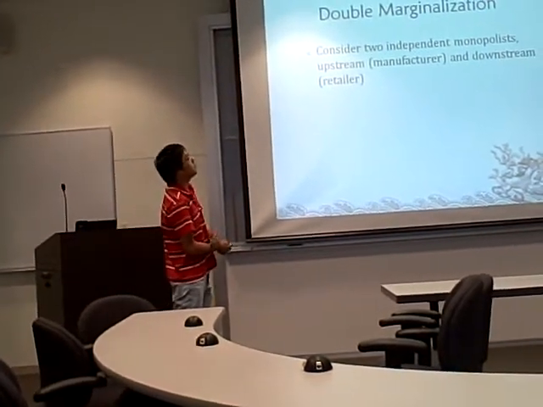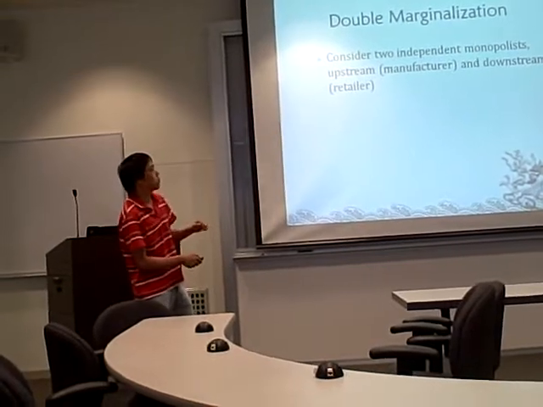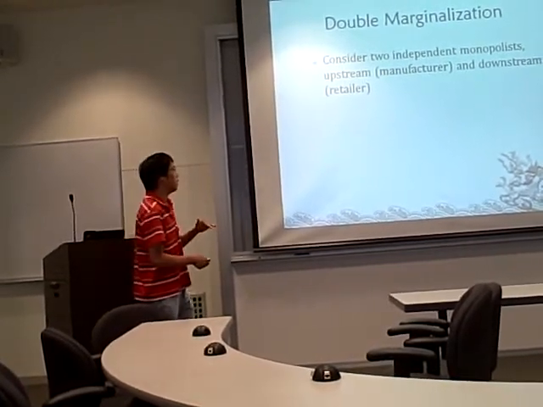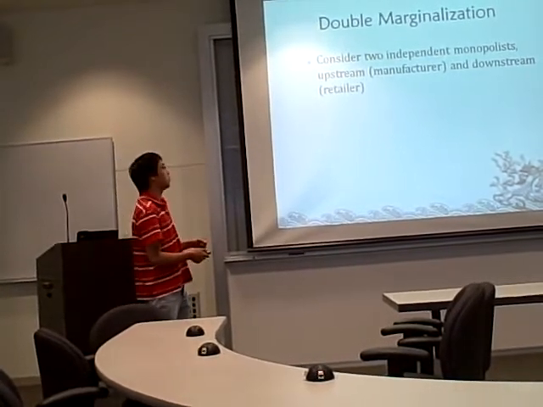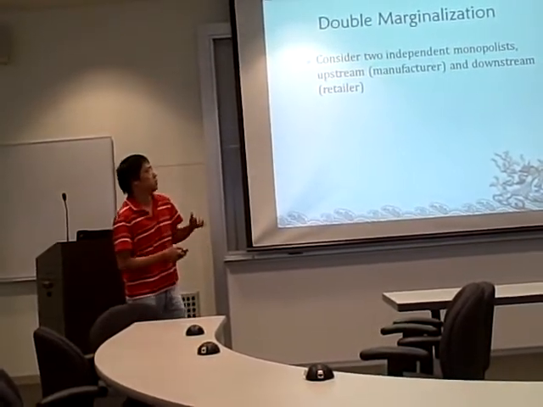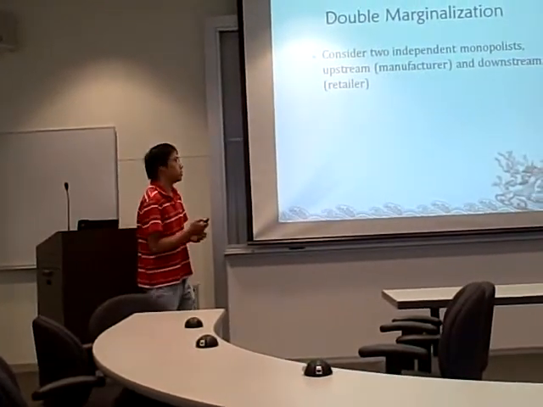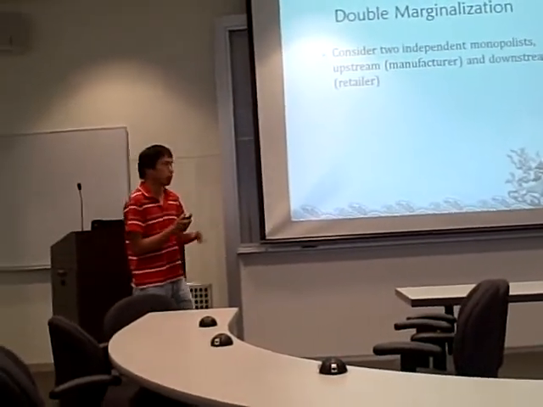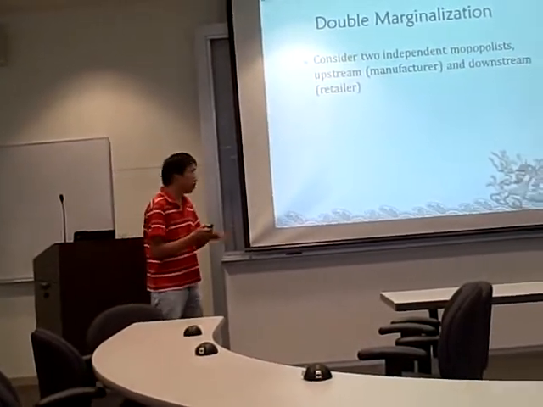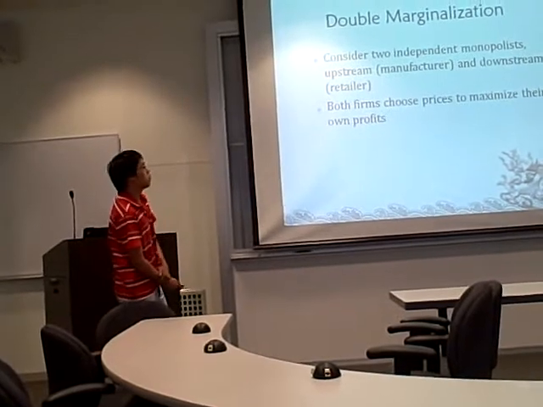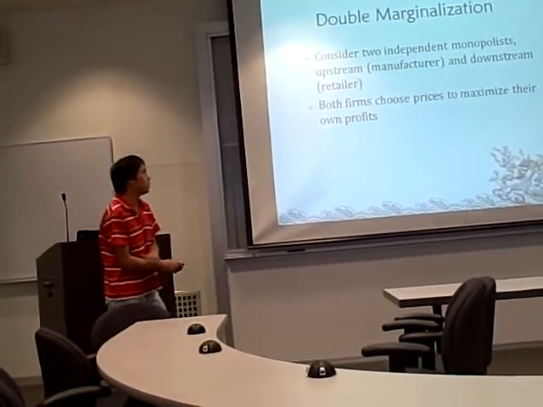Just consider two independent monopolies in both channels: the manufacturer upstream and the retailer downstream. It does not matter how many firms there are in each of upstream and downstream. Only if the firm has market power will this double marginalization problem hold. Both firms choose prices to maximize their own profits, which is also a very standard assumption.